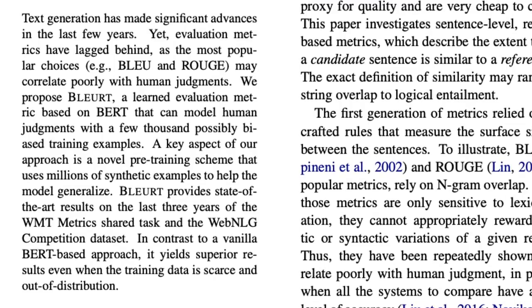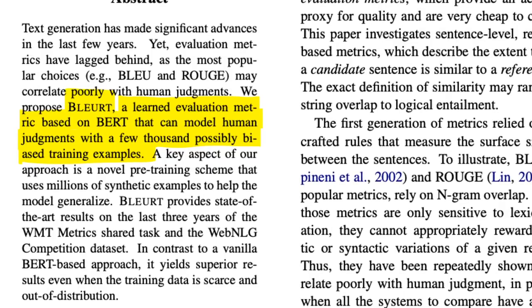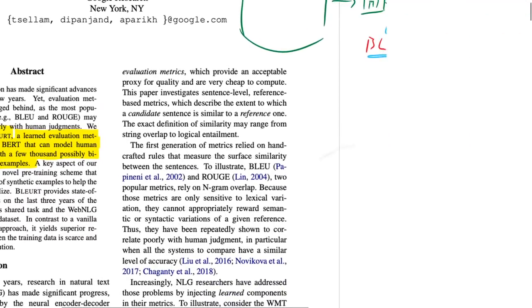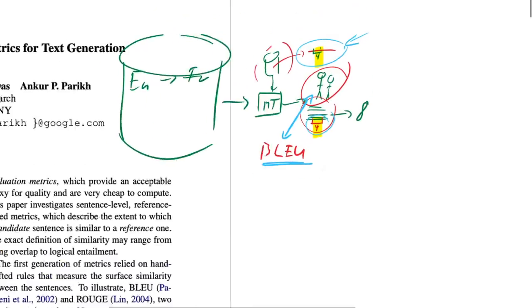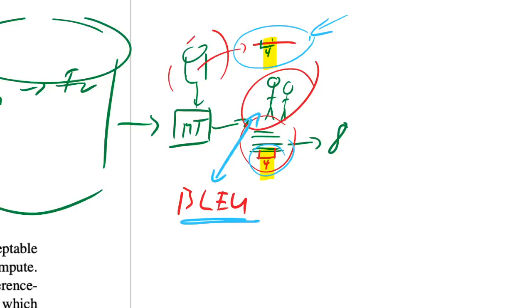And this paper here proposes this BLEURT. Now, can we just stop with the variants on BERT? We get it, you use BERT for everything, but, you know, yeah. So they say it's a learned evaluation metric based on BERT that can model human judgments with a few thousand possibly biased training examples.